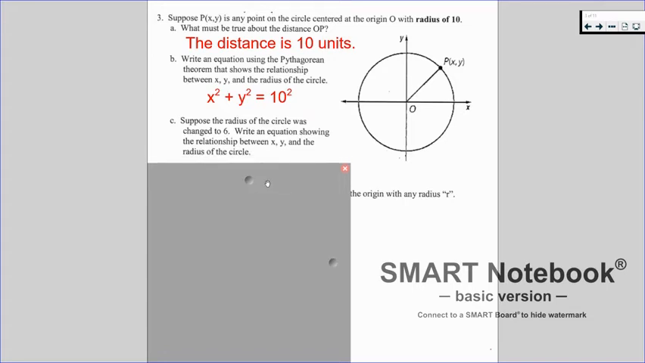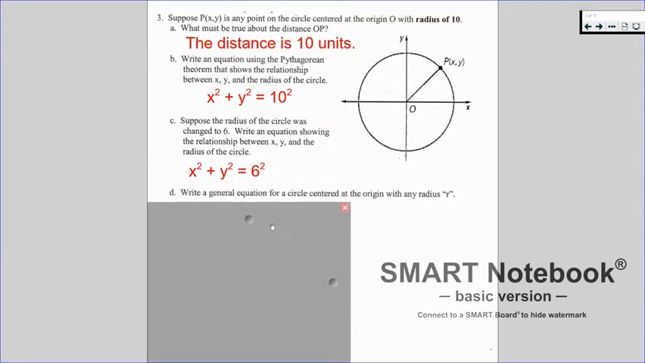Suppose the radius of the circle will change to 6. Write the equation. So all that would change is my hypotenuse, instead of 10 it would be 6. So now we end up with x squared plus y squared equals 6 squared. And now let's make it completely general. What if the radius were r? So as we noticed, the radius here was 10, it was 10 squared. Here the radius was 6, it's 6 squared. So if I were to call that r, we would end up with x squared plus y squared equals r squared. And there's number 3.